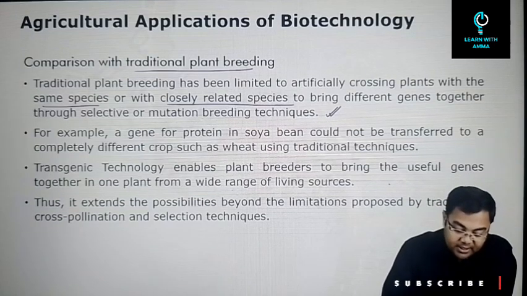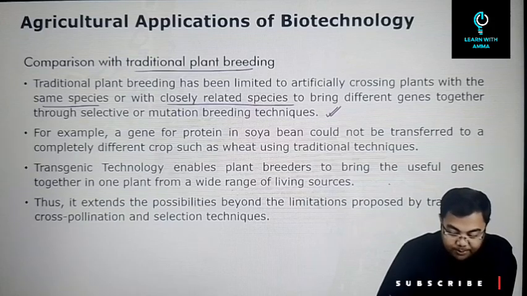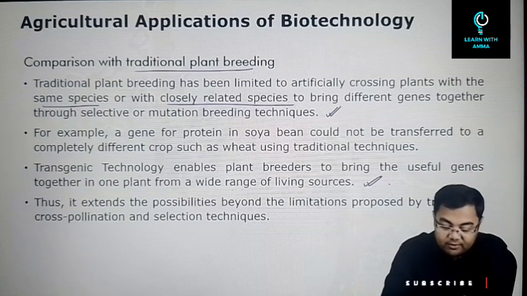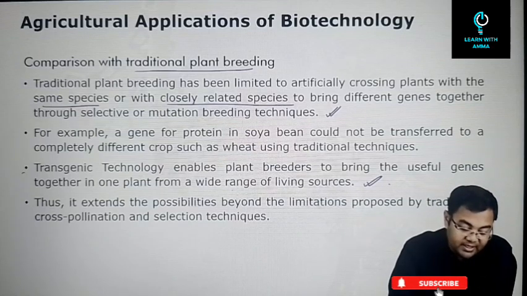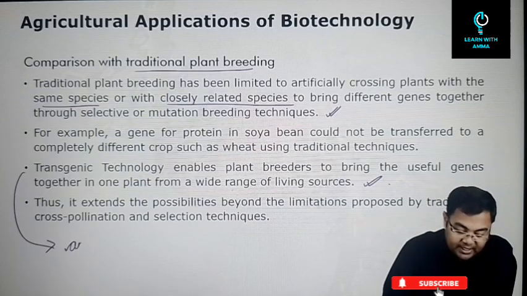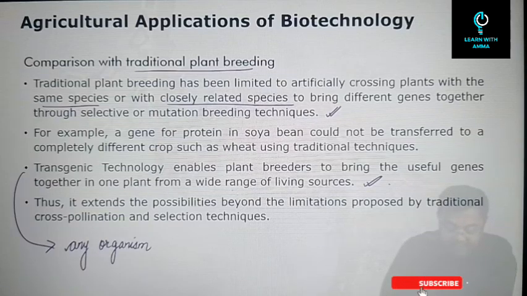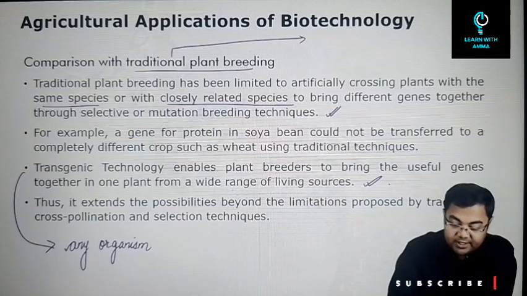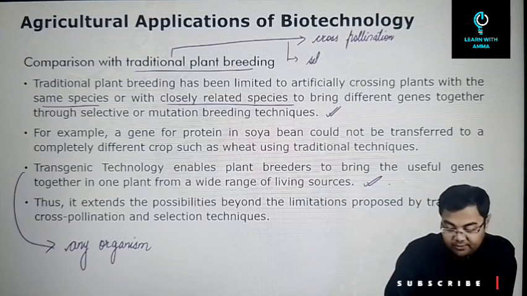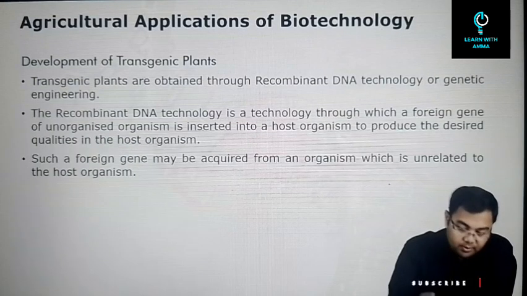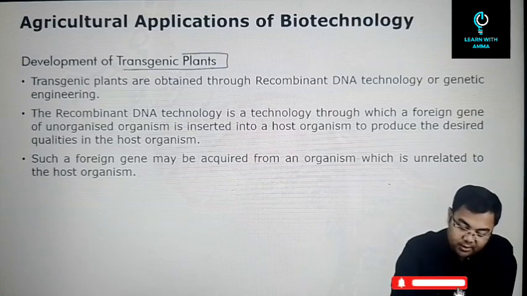Correct? Transgenic technology enables plant breeders to bring useful genes together in one plant from a wide range of living sources. So that's why here we are saying that we can actually take any organism. Thus it extends the possibilities beyond the limitations posed by traditional cross-pollination and selection techniques. So traditionally it could either be cross-pollination or selective breeding. Now we are talking about these transgenic crops.